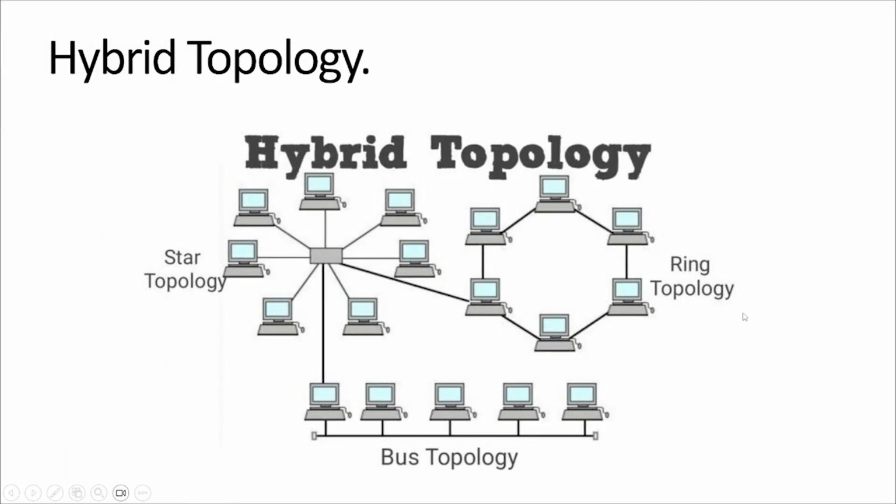This is an example of hybrid. Hybrid means it combines more than two topologies. As you can see here, we have bus topology, we have ring topology, we have star topology. That is hybrid topology.